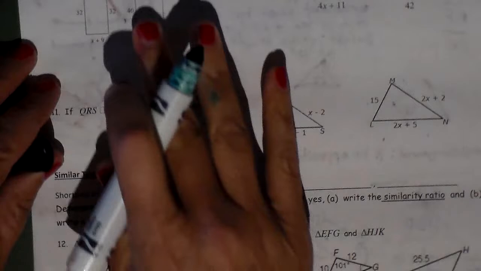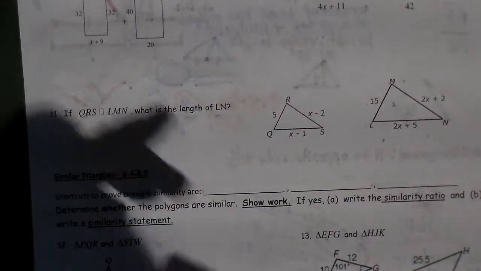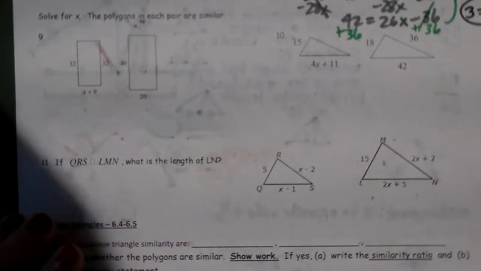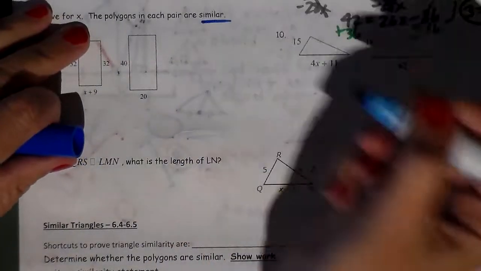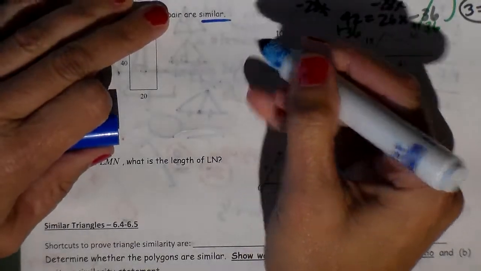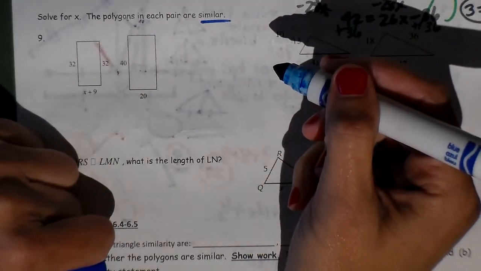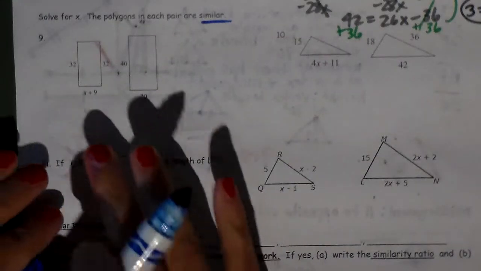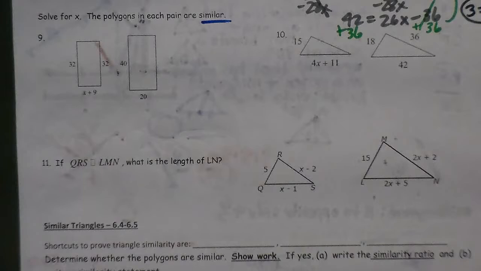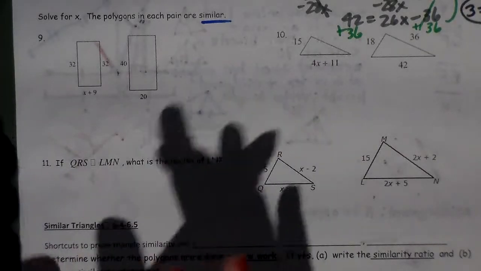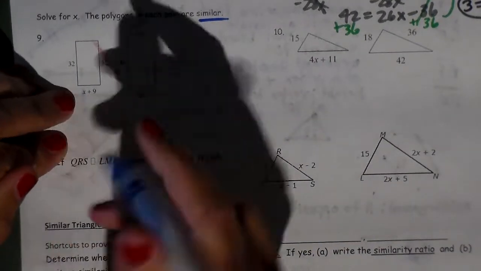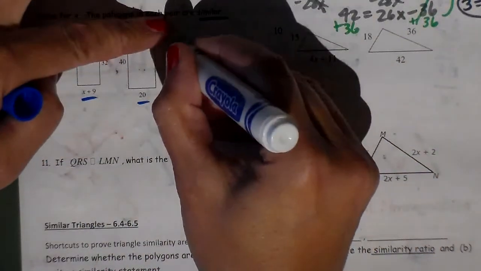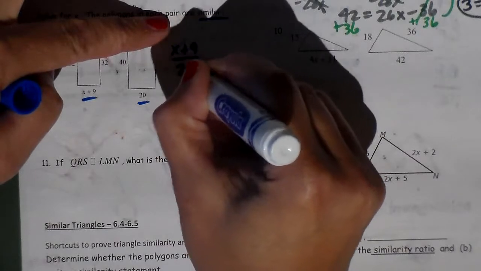Now let's move over here. It says the polygons in each pair are similar. Okay, they're similar. That means that the ratios of all their sides are equal. They are proportional. That means there is a universal scale factor that we used to take this one and make it this one. So what we're going to do is we want to solve for x. So I know I'm going to use these two sides. So I'm going to set up a proportion. x plus 9 converted to 20.